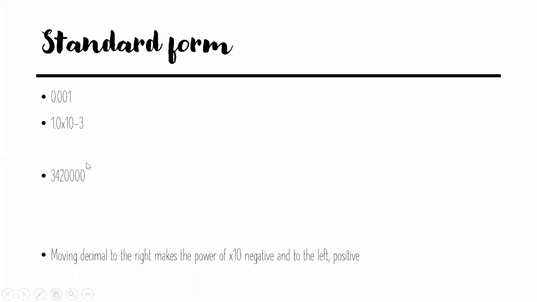Then I have 342 and then 4 zeros, which is actually 3.42 million. And I want to express it in standard form, so my decimal should be placed so that I have only one value to the left of the decimal, and the decimal right now is at the end. So I move it 1, 2, 3, 4, 5, 6 times to the left. And since moving it to the left gives a positive power for 10, it's 10 to the power positive 6. So I'm going to express that as 3.42 times 10 to the power positive 6. This is not 10 6, it's 10 to the power 6.